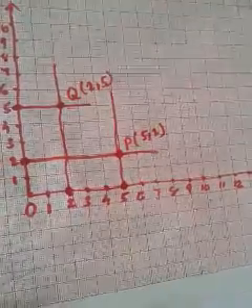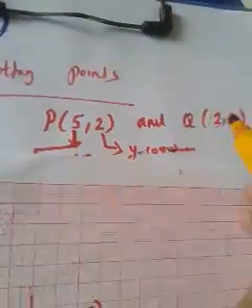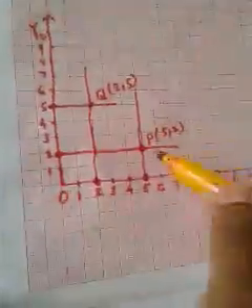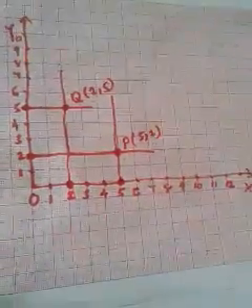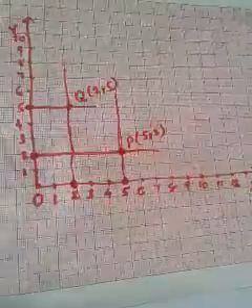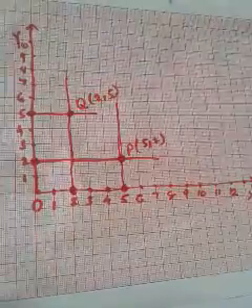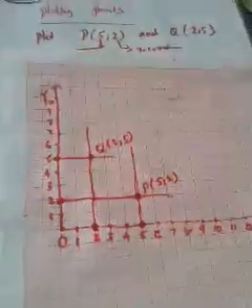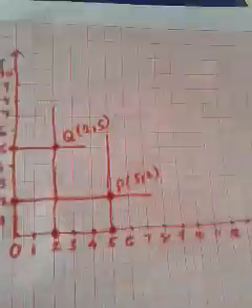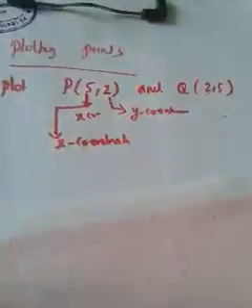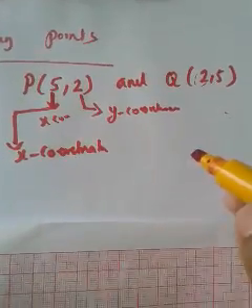And I told you why P(5, 2) and Q(2, 5) are different. See, they are two different points. Their location is different. That's why the points are different. You may understand, no? This is the thing. Any problem? Yes. So this is a concept. I think it is clear. So we will solve one more question for your better understanding.